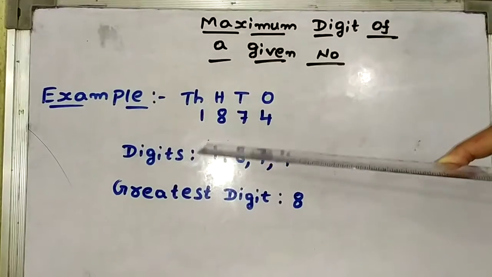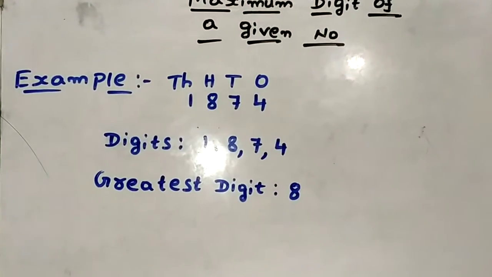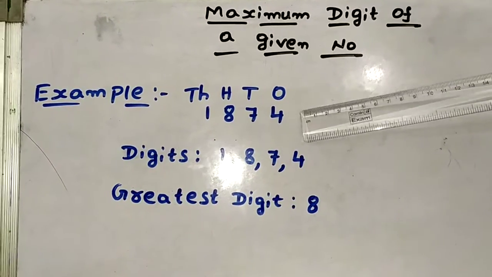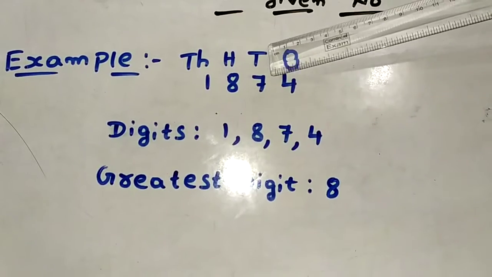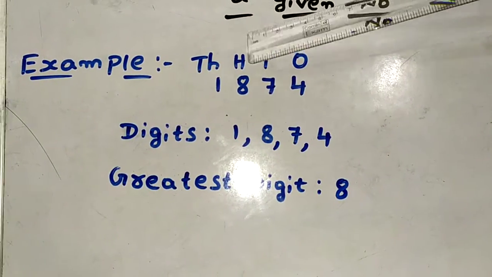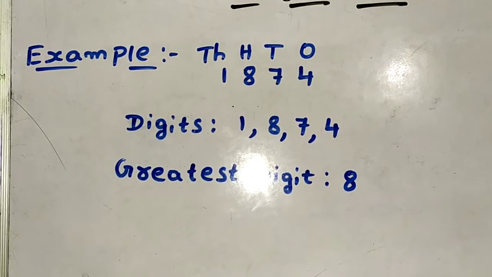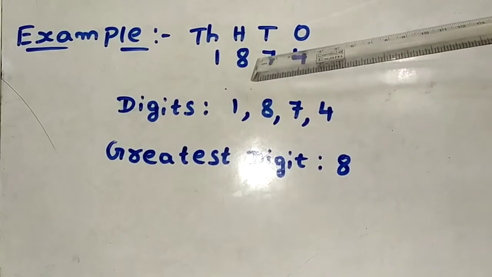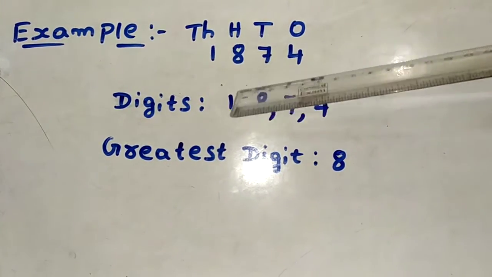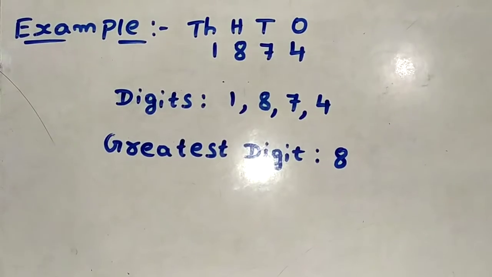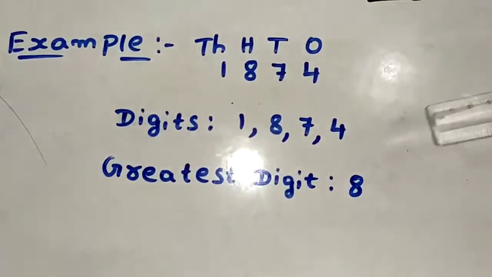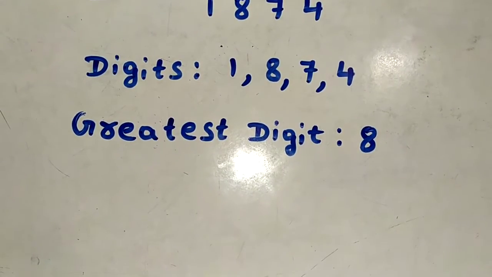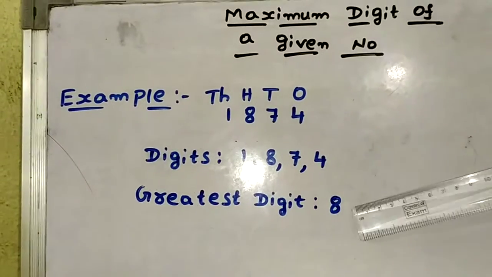The example here is 1874. It consists of various digits in various places. For example, 4 is there in the 1's place, 7 is there in the 10's place, 8 is there in the 100's place, and 1 is there in the 1000's place. So finally, the digits present within the number 1874 are 1, 8, 7 and 4. Among all these digits, the greatest digit is 8. So obviously, the maximum digit of the given number is none other than 8.